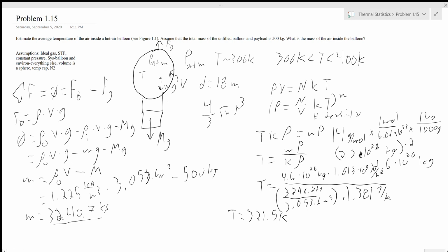So this is a plausible temperature, and the units check out for both the mass and the temperature. So that means that these two are plausible answers for this problem.